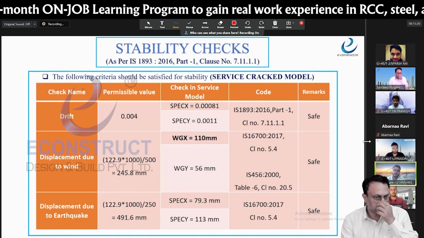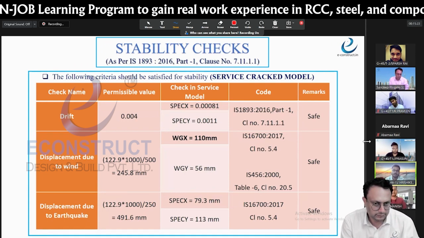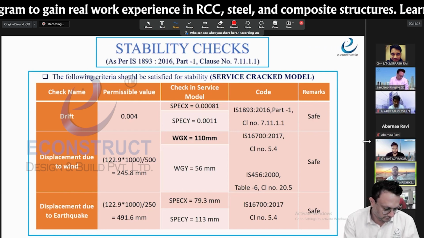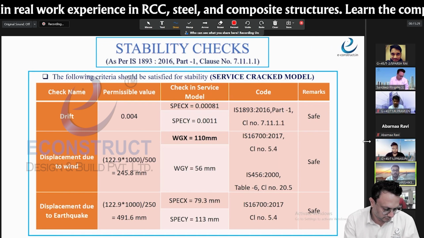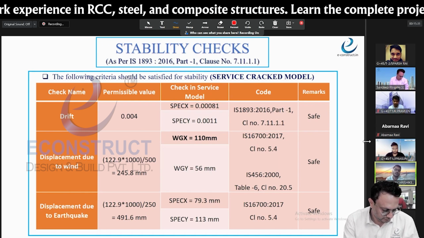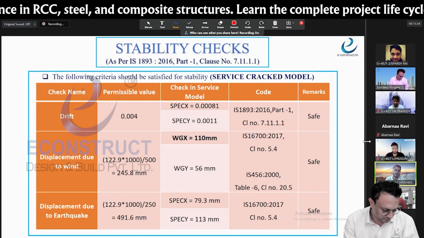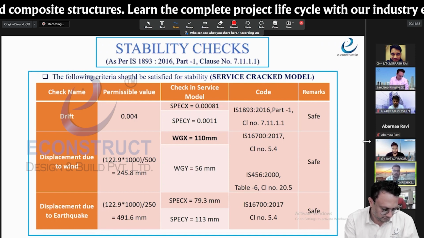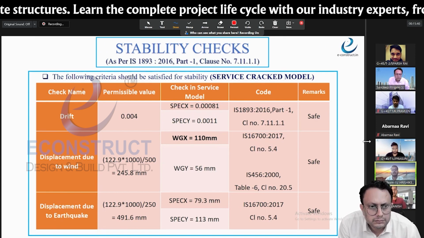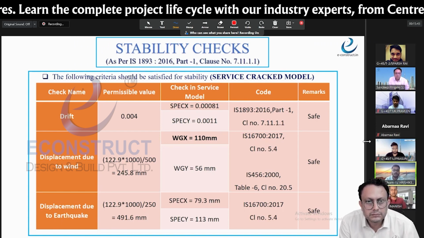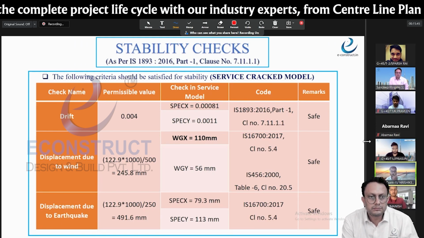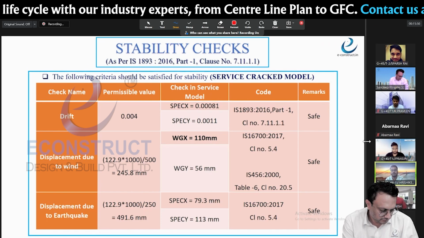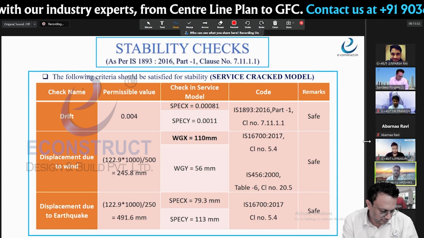Then coming to the stability checks, there is the displacement under the serviceability mode. The displacement due to wind is actually the static wind deflection. While we are applying the gust, a huge amount of deflection is coming, so I have not put it in the table. We are working on that part. Displacement due to earthquake is coming in X direction 79.3 mm and in Y direction 113 mm.